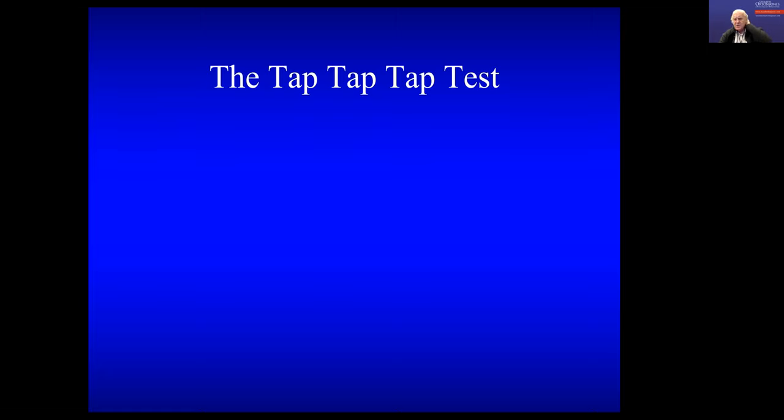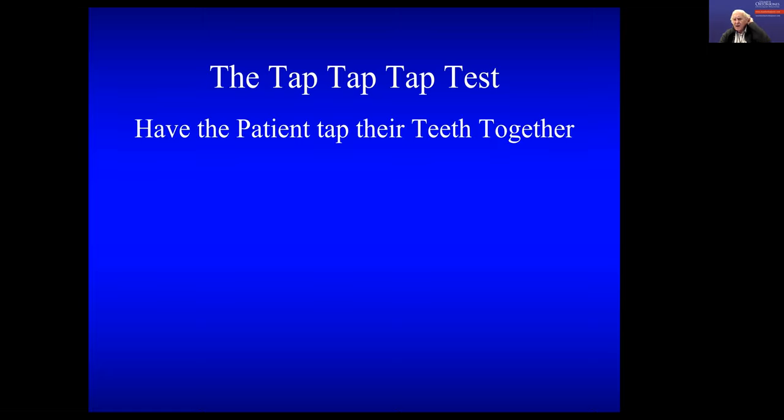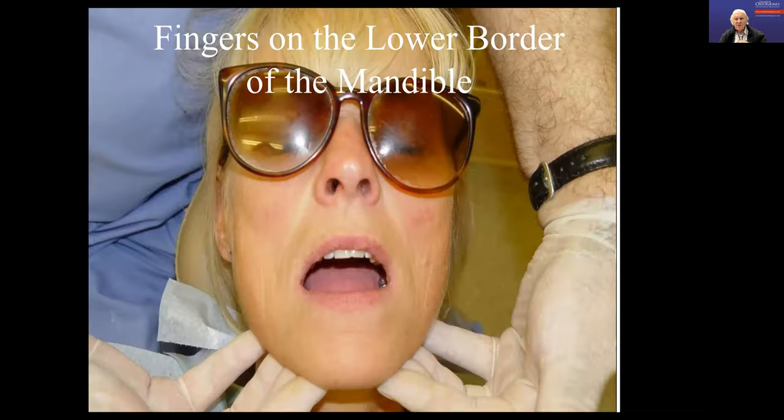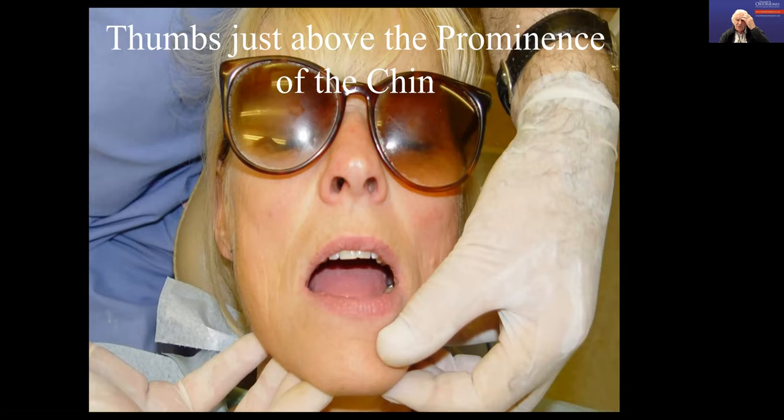You can get patients to tap their teeth together and then you listen and see if you hear a very clear note like this. Okay, one note. You then do the Dawson hold on the patient, which is the same as bimanual manipulation. Fingers along the lower border, thumbs on the chin.